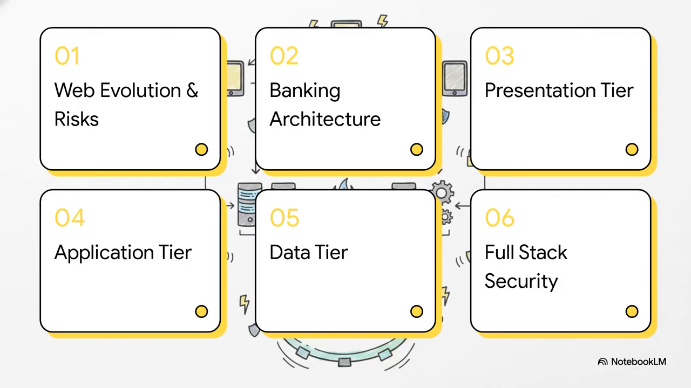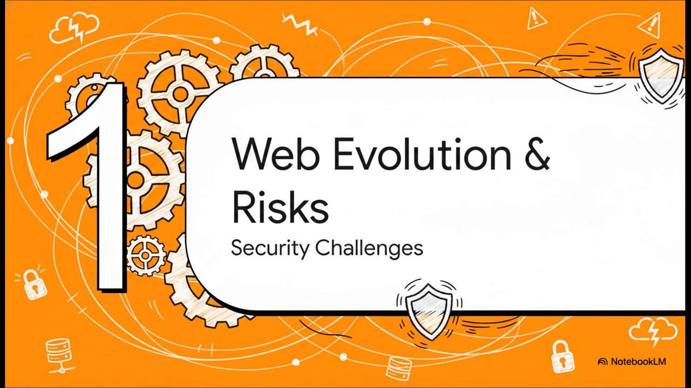Here's our game plan for the audit. We'll start with web evolution and risks, look at architecting online banking systems, and then systematically move layer by layer through the presentation, application, and data tiers before wrapping up with mastering full-stack security. All right, part 1, web evolution and security risks.